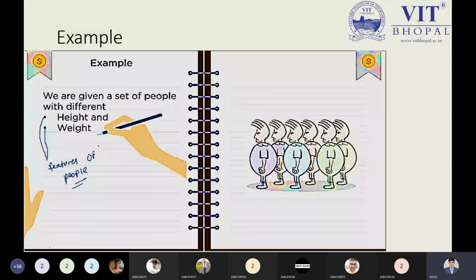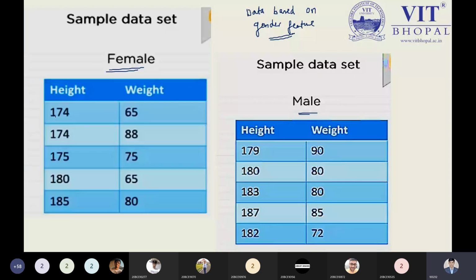Now, this image you are able to see is written as an example. We are given a set of people with different features. What are those features? Height and weight. These are the two parameters given in the form of features. The information we have is in two forms, one female and one male. Based on the gender, we are dividing the data into two parts.